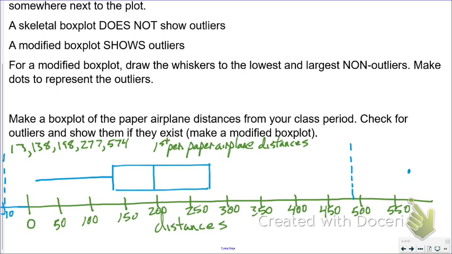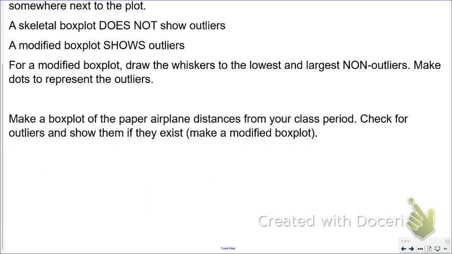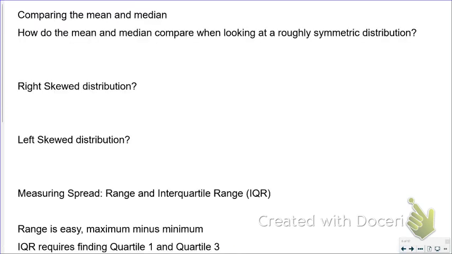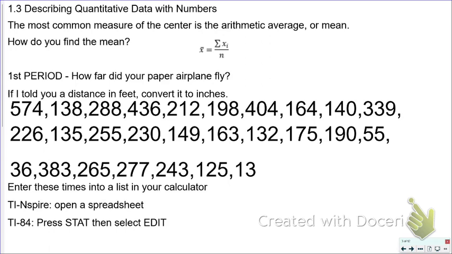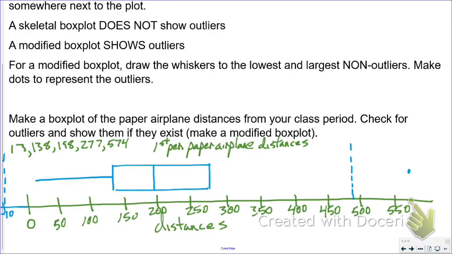We need to find the largest non-outlier. So I need to go back and look at the data set. Go back to the beginning. And you skim through there. I think there was a 400 number. 436. So we draw a line to 436. And you're done. That's a box plot showing outliers.